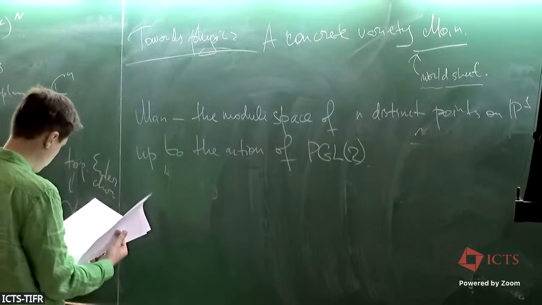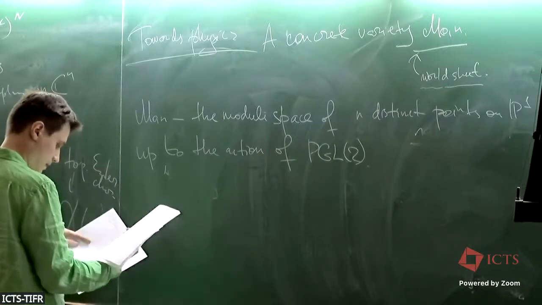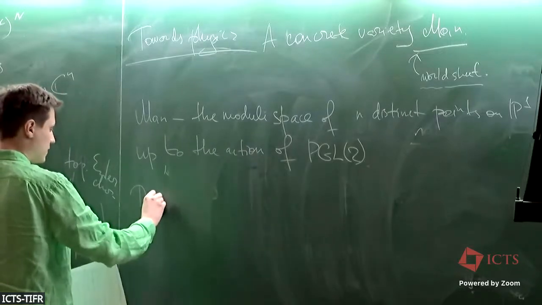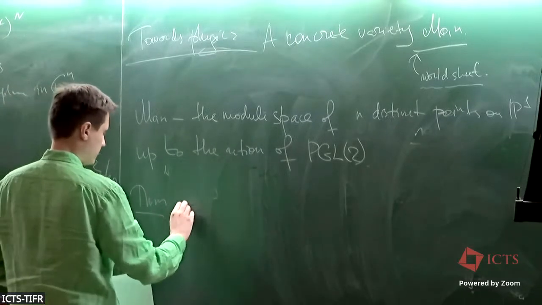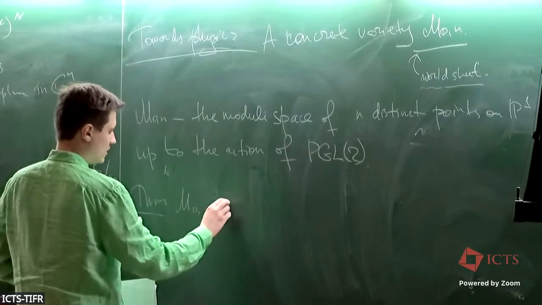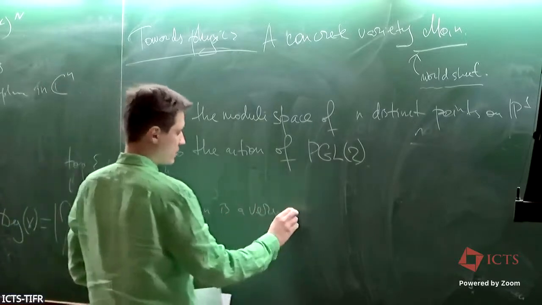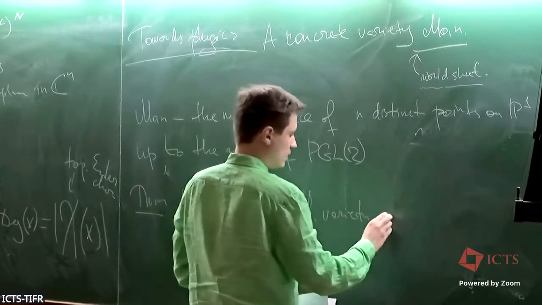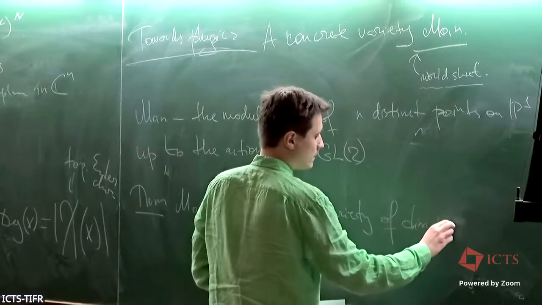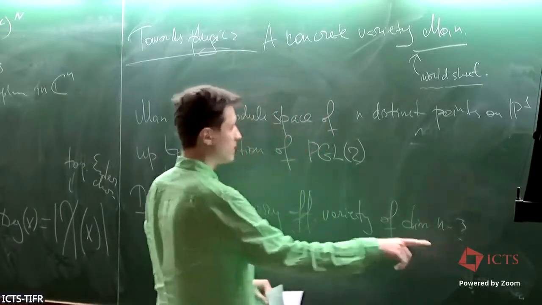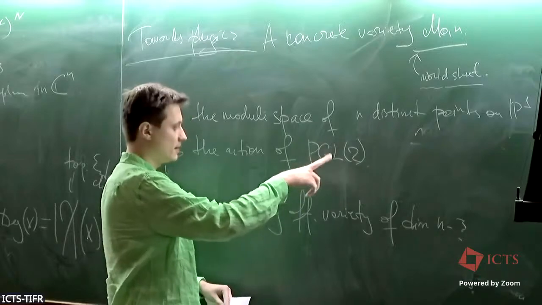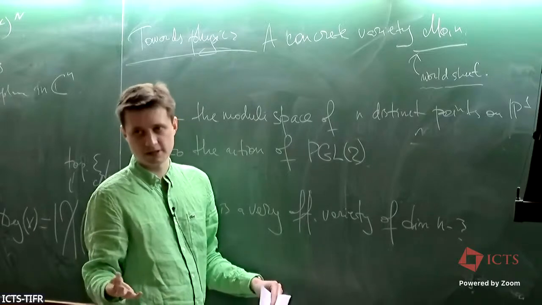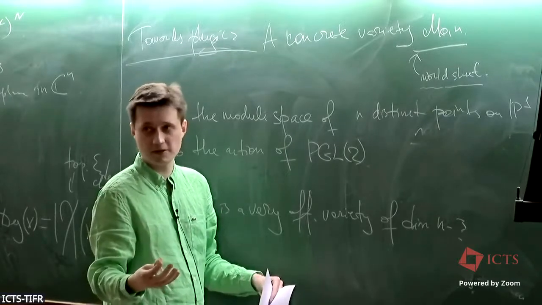So what's the concrete description of this variety? First of all, okay, that's the moduli space. I have not defined this, but this is a very affine variety, and I will demonstrate this in a moment. So the theorem: M0n is a very affine variety of dimension n-3. And this -3 comes from this action. This means when we quotient out by the action of this projective linear group, we can fix 3 points, and then the remaining n-3 will be the free parameters.